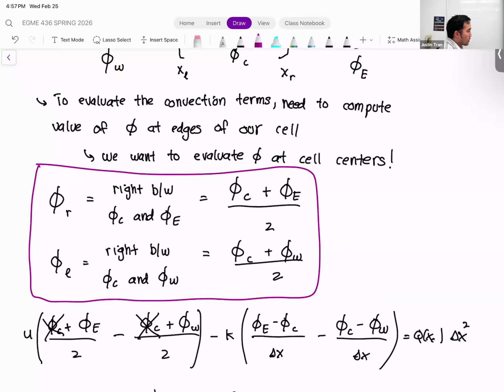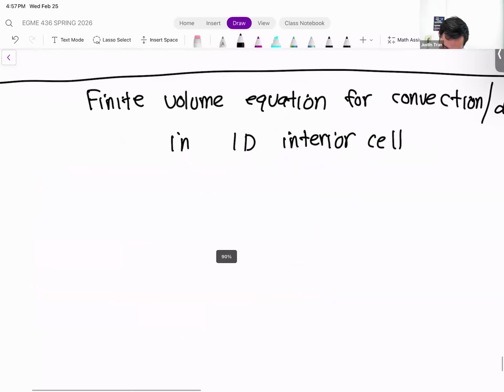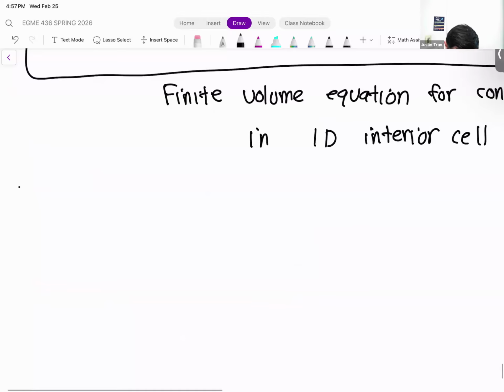And so the last thing I want to go over today is talk a little bit more about these face treatments here, because how we actually treat this ties directly into upwinding. Okay. So let's talk about upwinding in finite volumes.